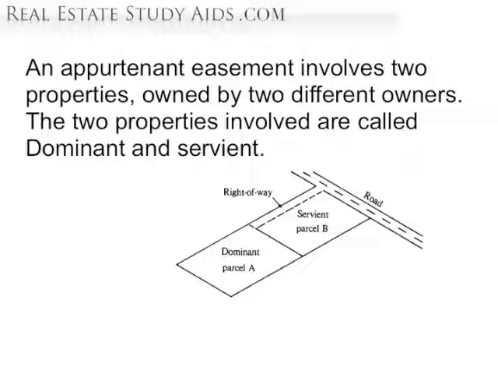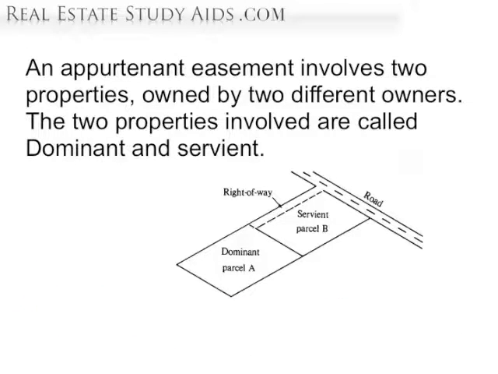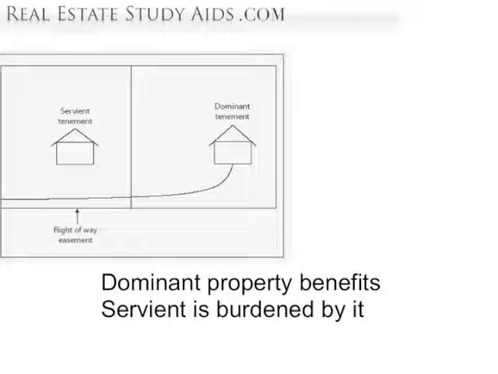An appurtenant easement involves two properties owned by two different owners. The two properties involved are called dominant and servient. The dominant property benefits from the easement, while the servient is burdened by it. Remember, an easement is a right to cross one person's property to get to the other. Thus, the servient property is the one being walked on, and the dominant one is being walked to. The servient is serving the purpose of the dominant.